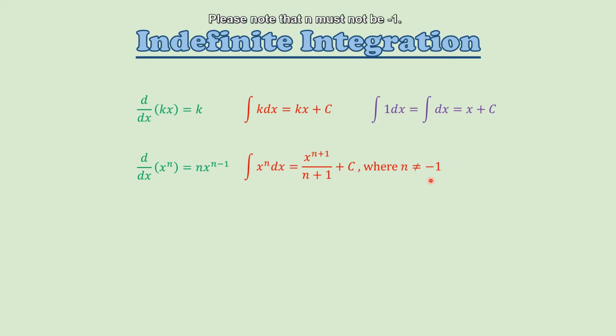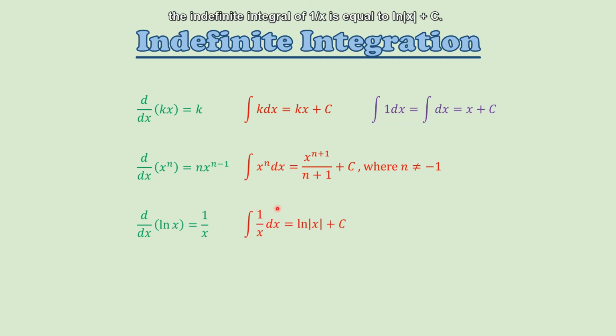Please note that n must not be minus 1, otherwise the denominator is equal to 0 and then the whole thing will be meaningless. When n is equal to minus 1, that means we are referring to 1 over x. That means when we are integrating 1 over x, we cannot apply this formula. When we really need to integrate 1 over x, we should refer to this formula. This differentiation formula tells us that the indefinite integral of 1 over x is equal to the natural log of absolute x plus c. Please note that we have an absolute value here.